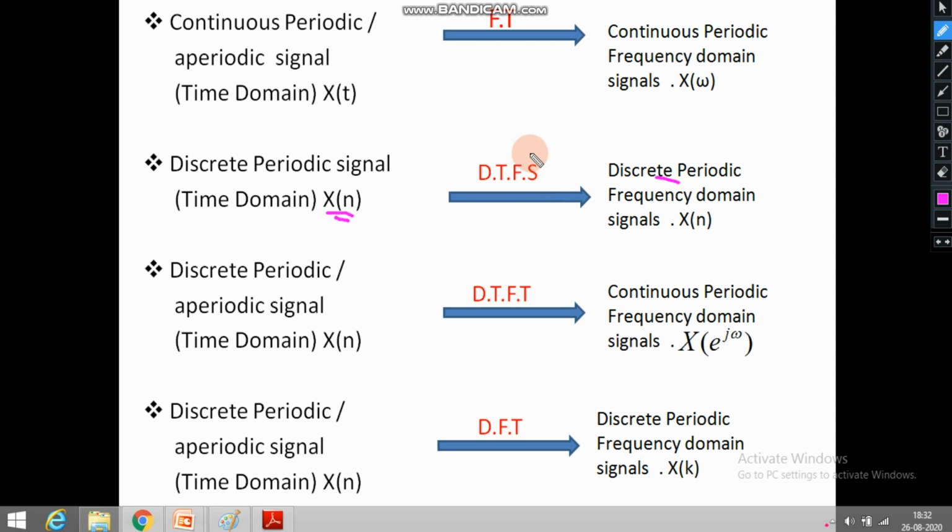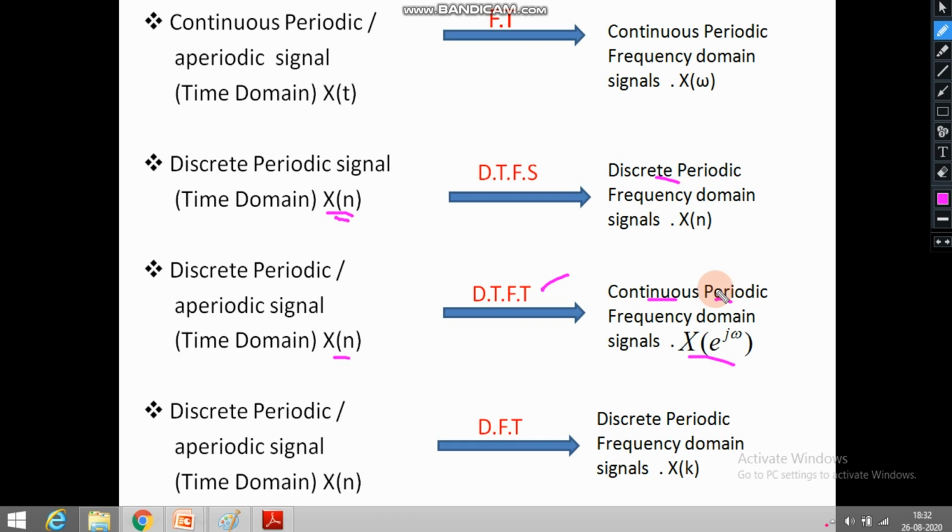But we also have to consider the aperiodic signal, which comes up in practical cases. For that purpose we use the discrete time Fourier transform, which converts both periodic as well as aperiodic discrete time signals in the time domain, that is x of n, into a continuous periodic frequency domain signal, represented by x of e raised to j omega.